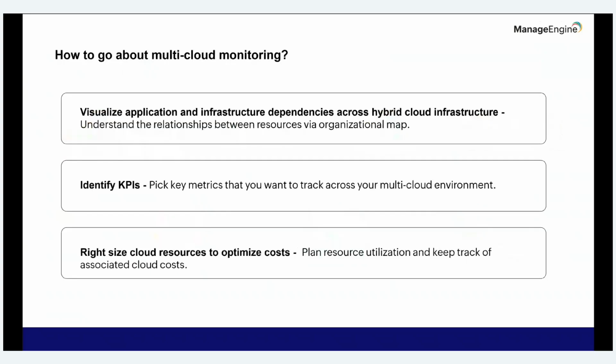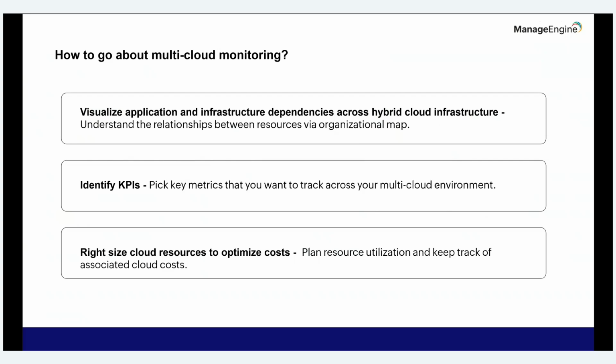help of OpManager Plus. How to go about multi-cloud monitoring? Visualize application and infrastructure dependencies across your hybrid cloud infrastructure. With the help of OpManager Plus, we can understand the relationship between your resources via organizational map. Please note this organizational map because we'll come to this point once again by the end of our slides. I'll be showing you a detailed view of how organizational maps are created.